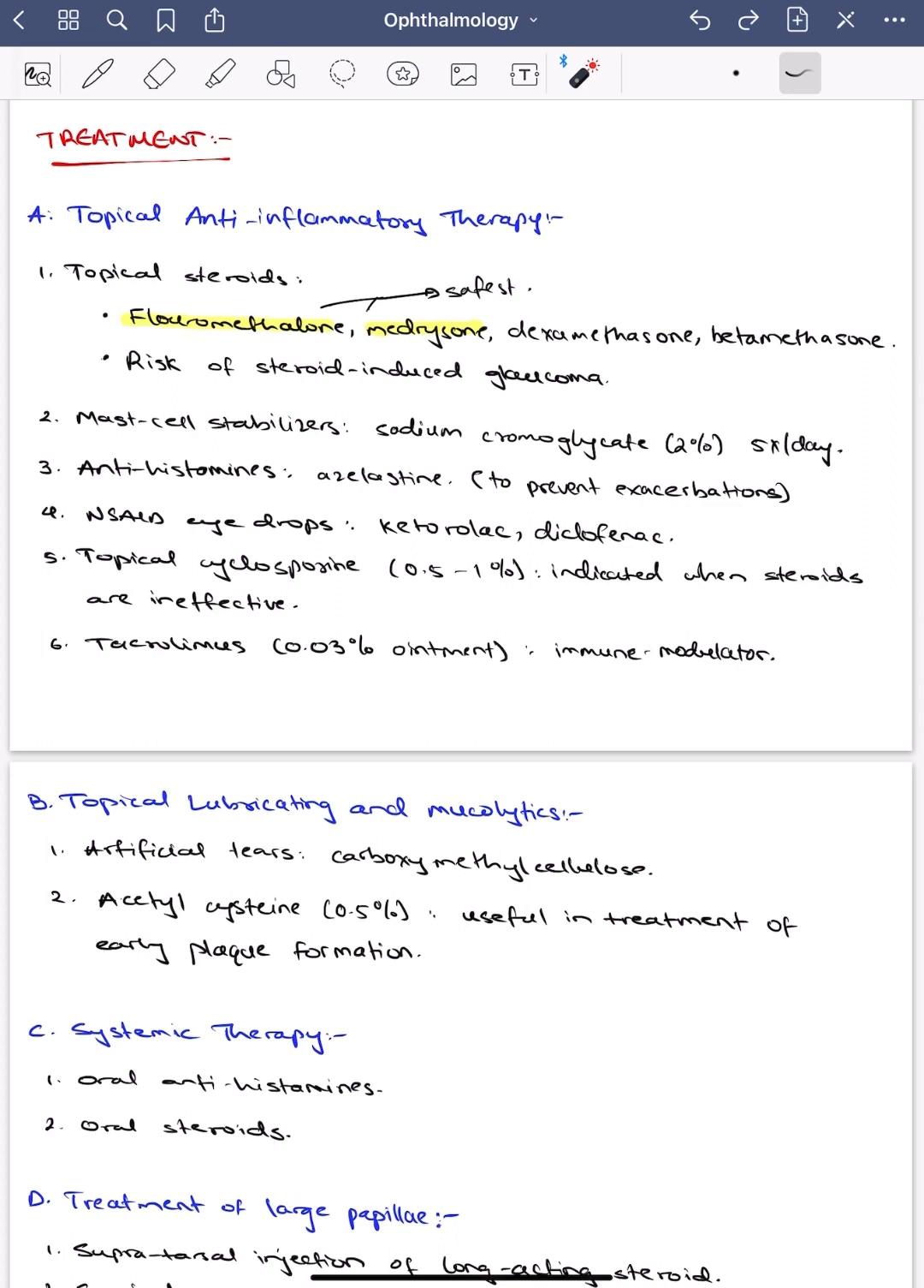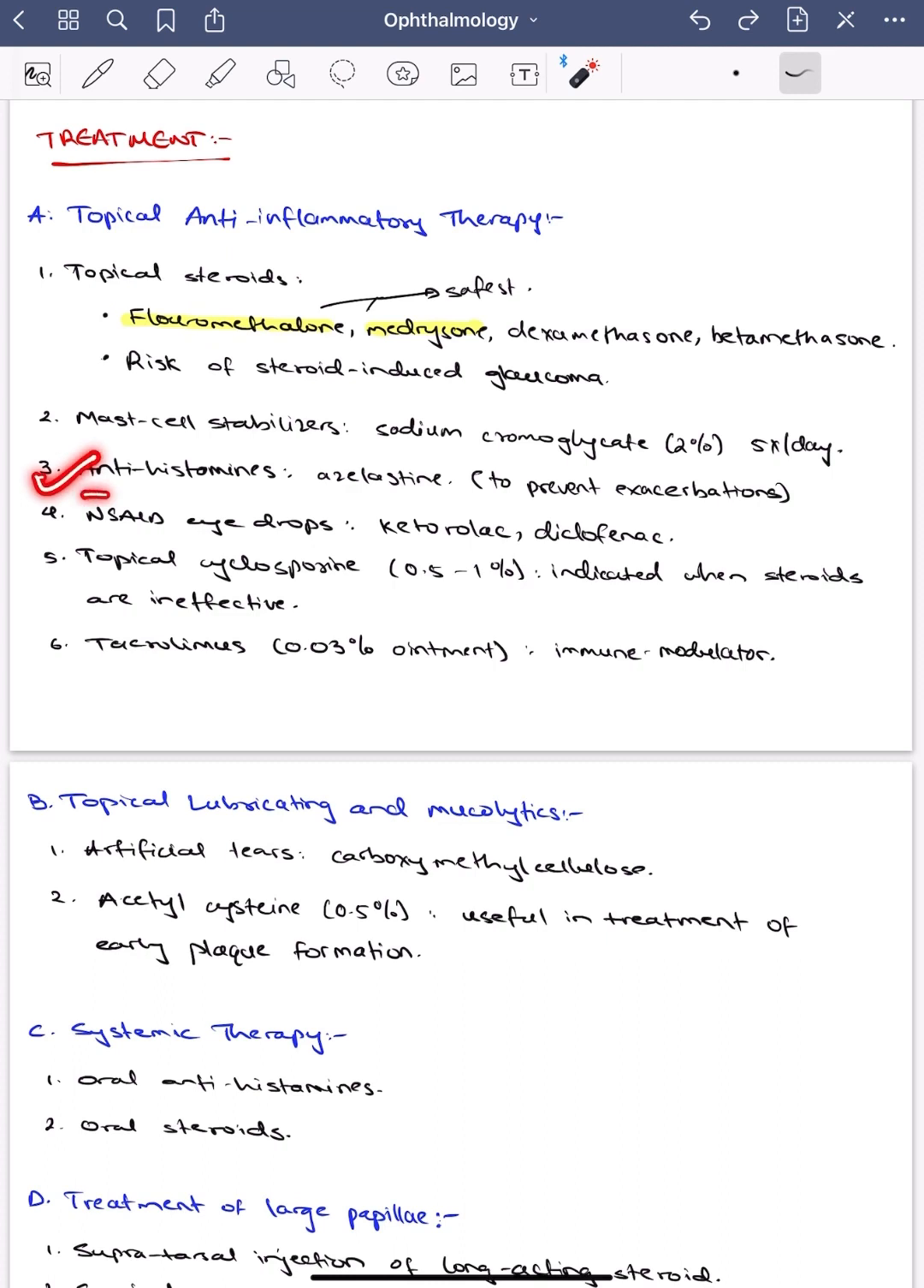Now the safest steroids that can be used are fluorometholone and medrysone. The others, like dexamethasone and betamethasone, are not commonly used because there is the risk of steroid-induced glaucoma. So remember, the first is topical steroids, fluorometholone and medrysone. Second is the use of mast cell stabilizers like sodium cromoglycate, which is given as a 2% solution to be applied 5 times a day.